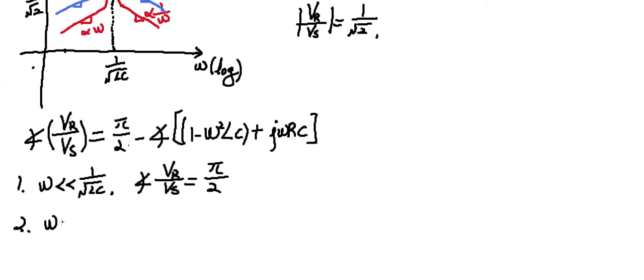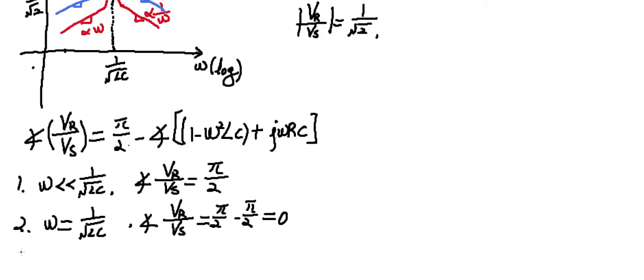Secondly, if the frequency is equal to the resonance frequency, 1 over square root LC, you can calculate VR over Vs. Then for the denominator, the real part becomes 0, and then it's completely imaginary. If it's completely imaginary, then its phase is pi over 2. So you get pi over 2 minus pi over 2. So finally you get phase of 0.